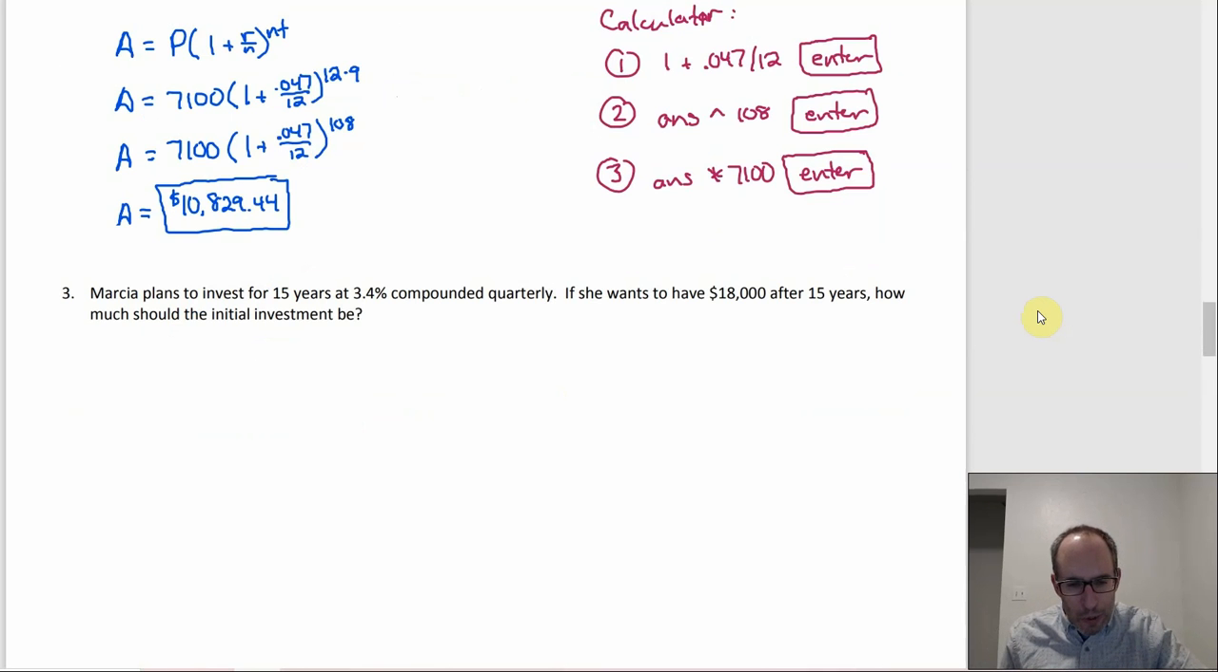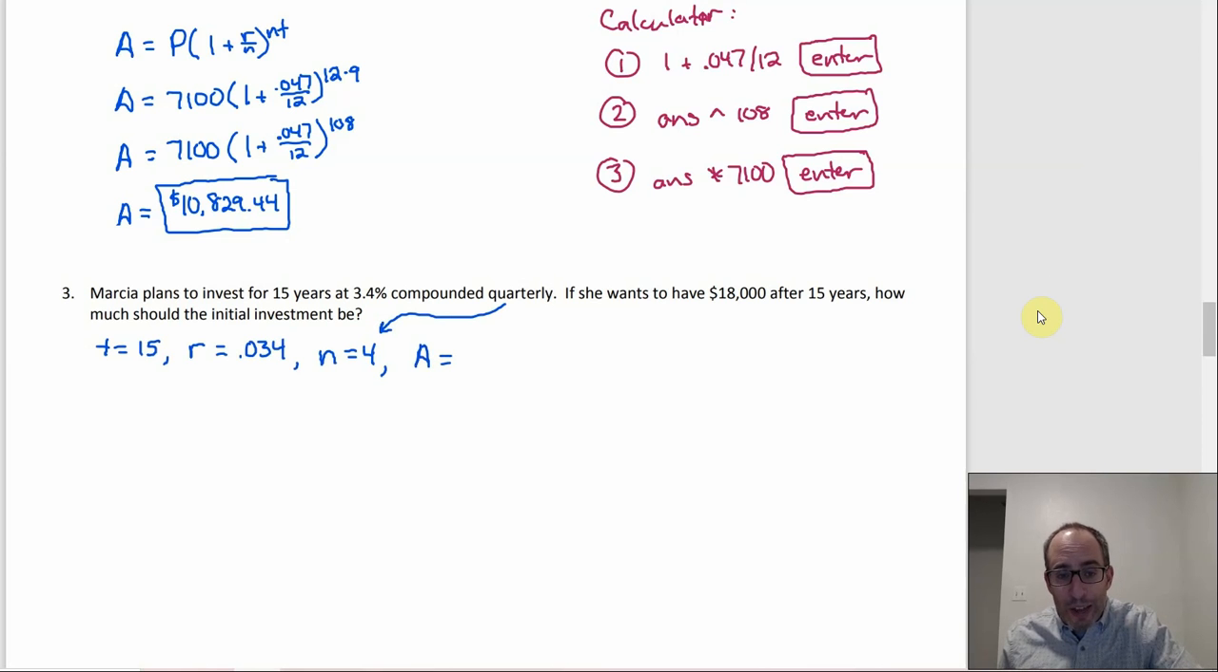All right, so let's see what we know here. We know the elapsed time is 15 years. We know that the interest rate is 3.4% or 0.034 if you write it as a decimal. Compounded quarterly means that n equals 4, right? So the word quarterly has given us that. And then the other thing is we know what the accrued amount is supposed to be. At the end of the 15 years, she's supposed to have 18,000. So what we're going to have to do here is we're going to be solving for P, because it says we're solving for the initial investment, right? That's the principal. Same thing.